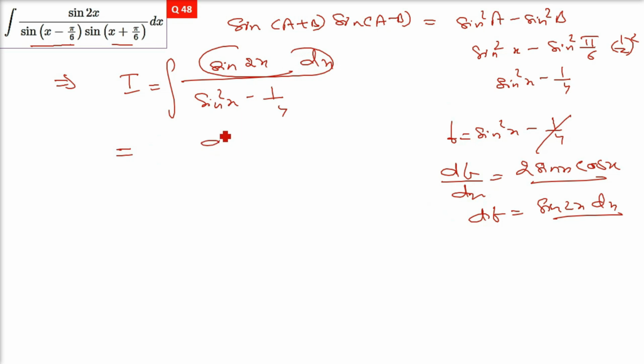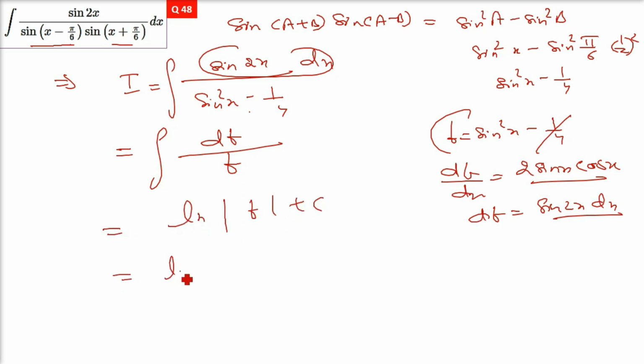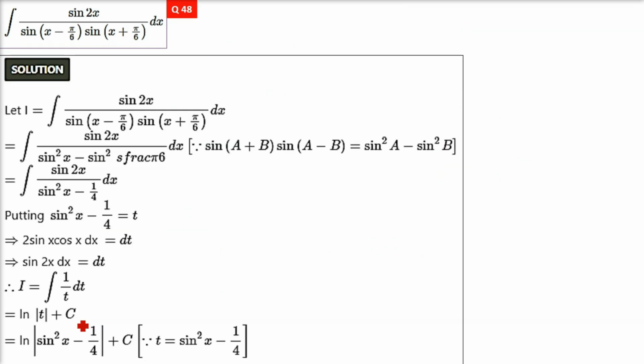This integration will be dt divided by sin square x minus 1 by 4, because that totally we have taken as t. So the integration of this, you can just directly write it as ln modulus of t plus constant of integration. In place of t, just replace it by sin square x minus 1 by 4. So it will be ln modulus of sin square x minus 1 by 4 plus constant of integration. This is your final result. Okay, this is the result we are just talking about. This sin a plus b into sin a minus b is very important here, right?